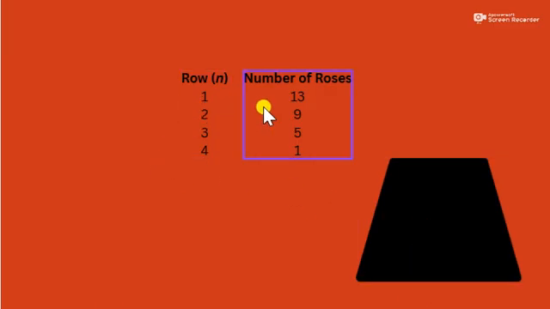So on the first row, they have 13 roses, second row, 9 roses, third row, 5, fourth row, 1 rose. And then there's really no need for you to create a graph, but they did, so I will show you what the graph looks like. But the question is, how many roses are they going to have on the third row? And on the third row, they're going to have 5 roses.